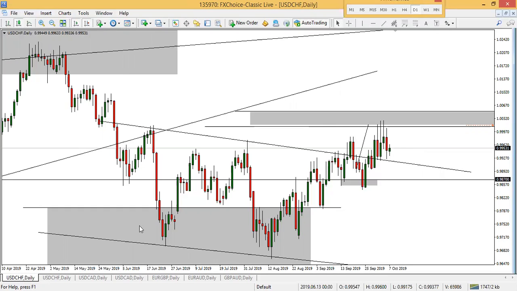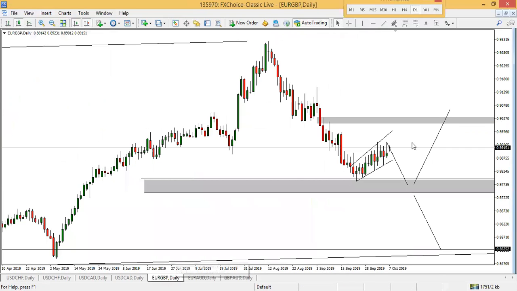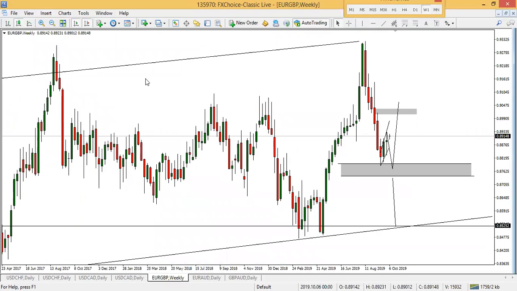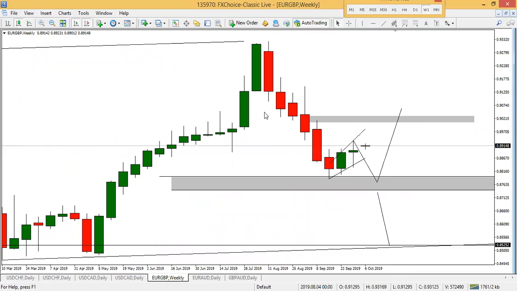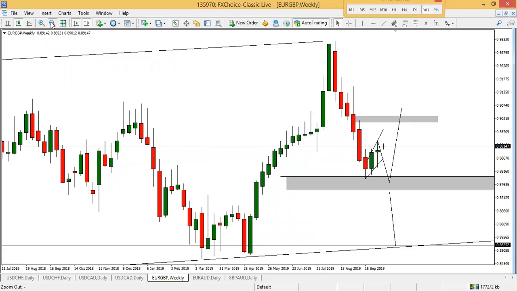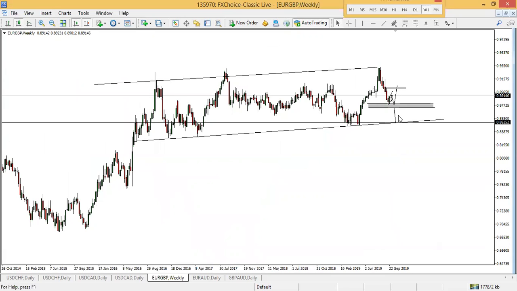So USD CHF we want to be shorting. Now the euro pound. Let's go to the euro pound. Interesting. The euro pound found a bottom last week from the range.